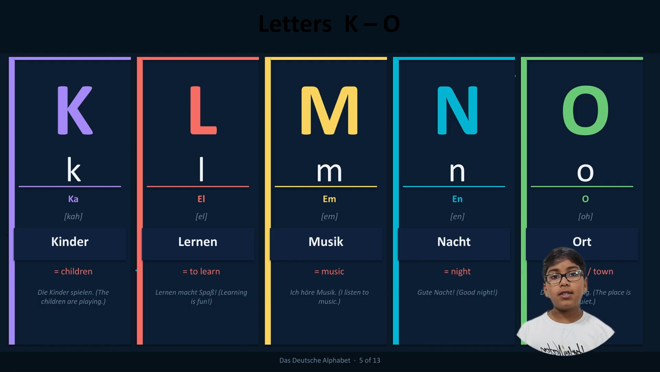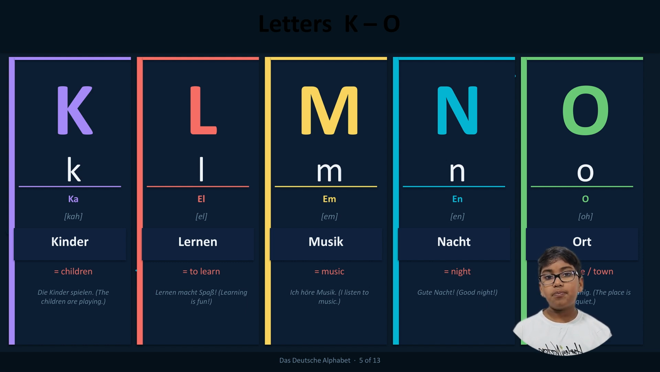N, pronounced as N, exactly like the English letter N. The example word is Nacht. Say it. Nacht. It means night. And here's one of the most useful phrases in German: Gute Nacht. Good night. You can say that to anyone before they go to sleep.